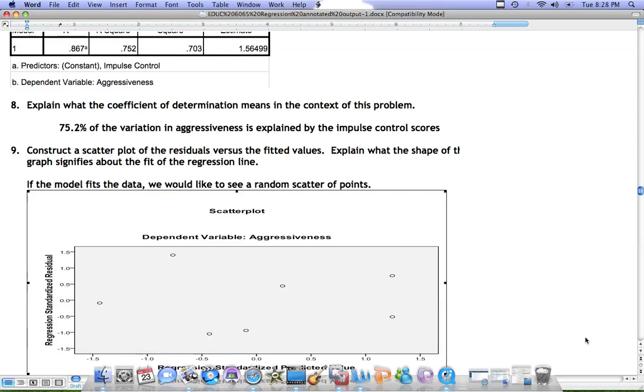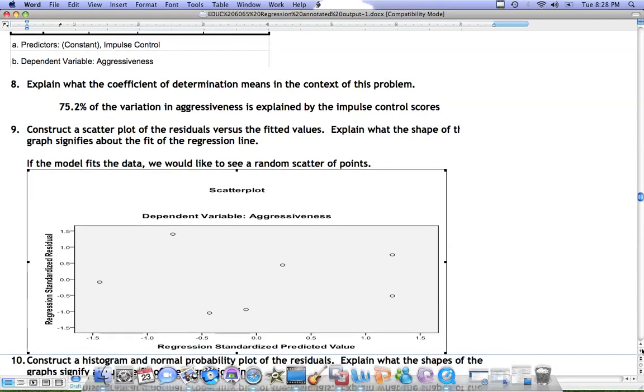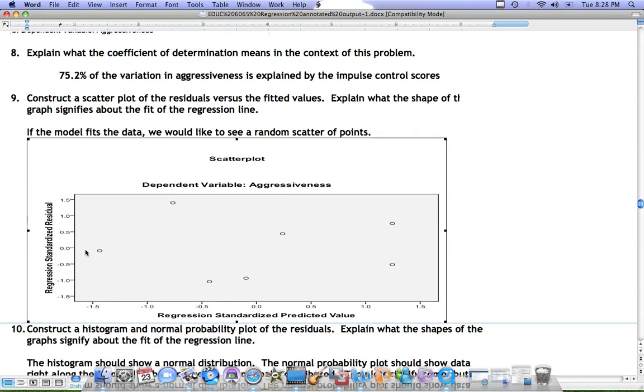When we look at this plot, what we should see is a random scatter of points. If you draw a line across 0, what we want to see is data that looks like it's fairly evenly distributed as we look across the scale. We don't want to see any patterns in this data. In this example, it looks like a fairly random plot, indicating model data fit.